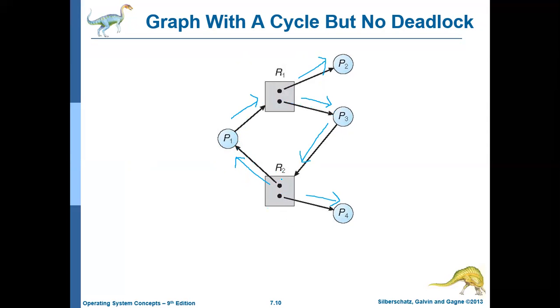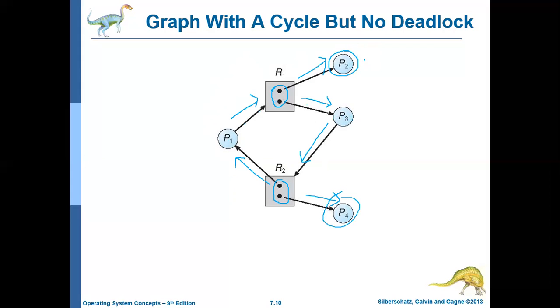Here also the resources were not free. R2 has two instances, both were assigned. R1 also has two instances, both were assigned. But this will not lead to deadlock because there is no hold and wait here. P1 is holding a resource and it is waiting for another resource. P3 is holding a resource and it is waiting for another resource. But P2 and P4 are only holding a resource. They are not waiting for any other resource.